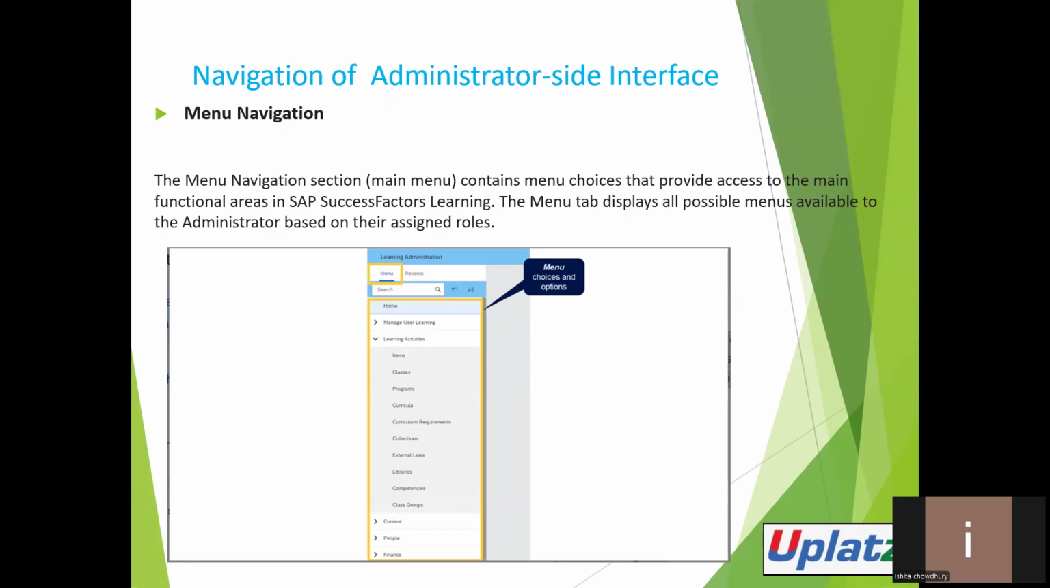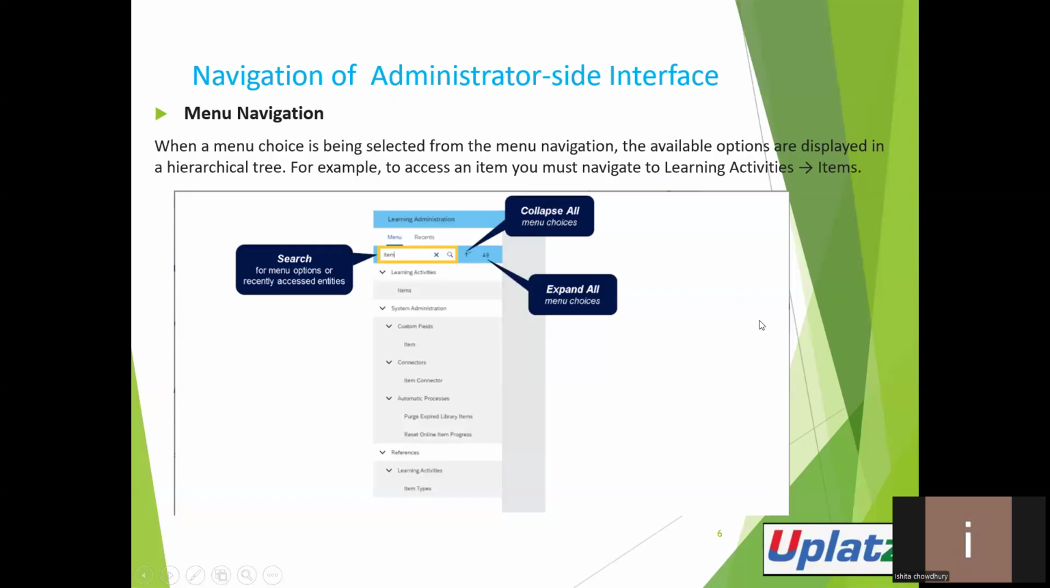So it is important when I talk about menu choices and options. You will have to understand from each of this how you will navigate to each of the menu options. All right. Now let's look at the next one. When a menu choice is selected from the menu navigation, the available options are displayed in a hierarchical tree. For example, to access an item, you must navigate to learning activities items. As I talked about in the previous slides, we have an option to expand all, we have an option to collapse all. We can expand this menu, we can collapse as and when required. We also have the feasibility to either expand or collapse each of the entities separately while we are working on each of the fields, right?